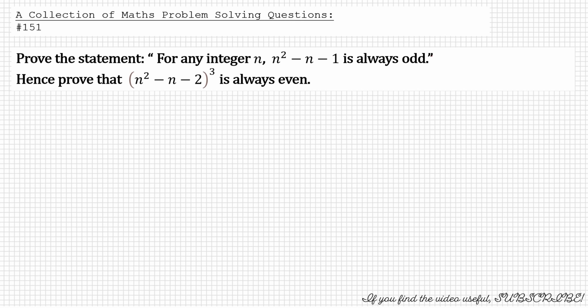Prove the statement for any integer n, n square minus n minus 1 is always odd. Hence prove that n square minus n minus 2 whole cubed is always even. So to work it out, we use proof by exhaustion. So let's say, I'm going to write it down. Use proof by exhaustion.